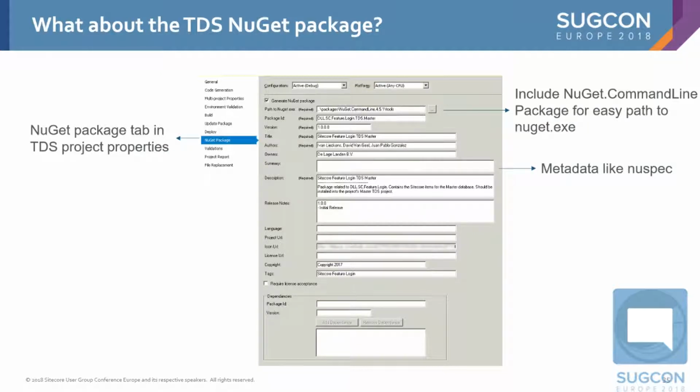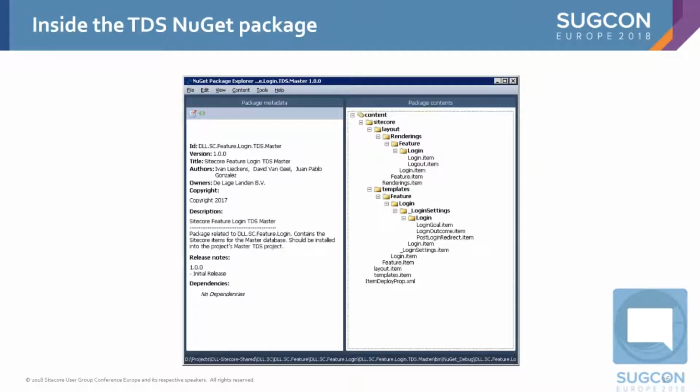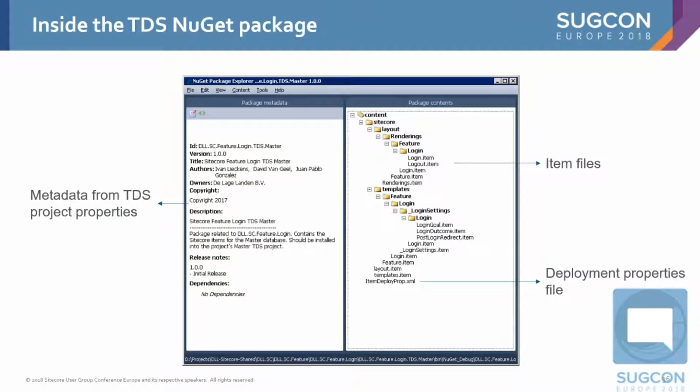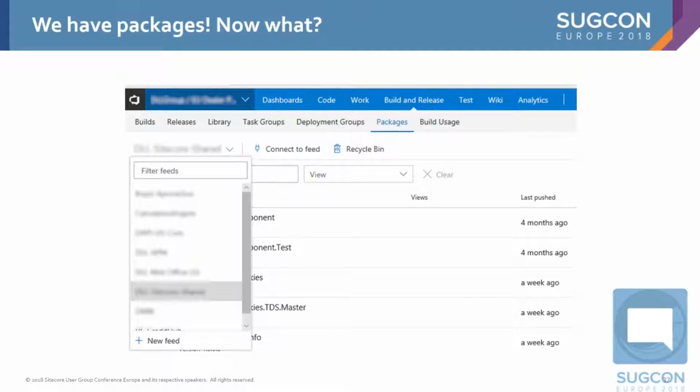There you just need a couple of things. You need to give it a location for the NuGet.exe, which you could just pull with NuGet itself. NuGetting NuGet, it's getting NuGetception here. It's basically the NuSpec stuff, but in fill-in fields, so you fill it all out. Then you get a package that looks like this, which you can pull into your TDS project. Same things, item files and deployment properties file. But now we have packages, now what?